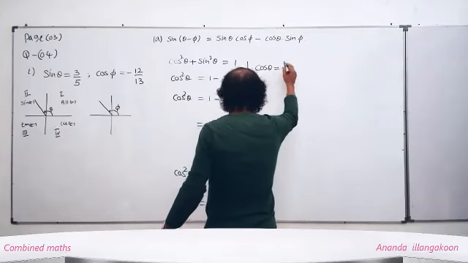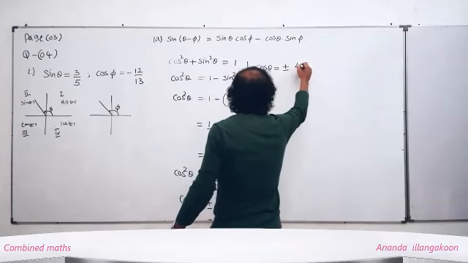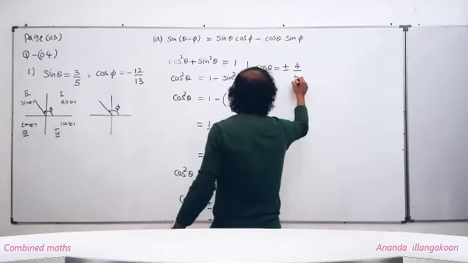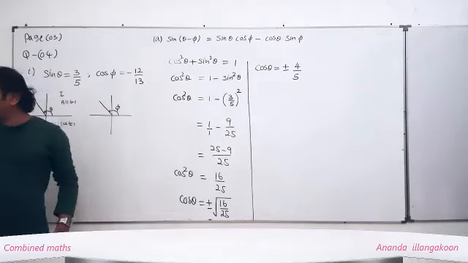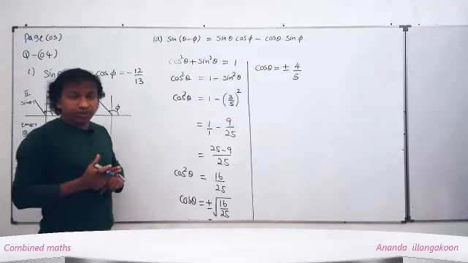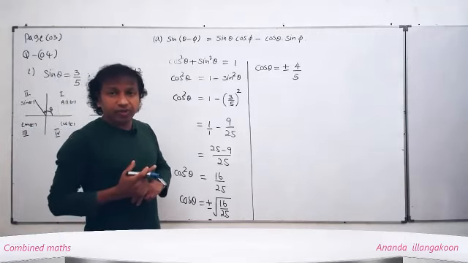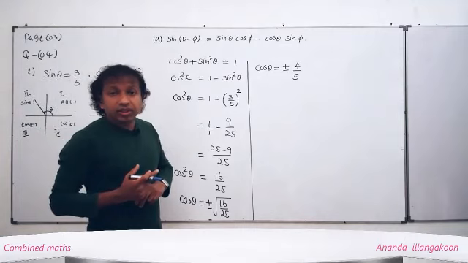Cos theta is plus or minus the root of 16 over the root of 25, which is 4 over 5. People, there are 2 answers for cos theta: one is plus 4 by 5, the other one is minus 4 by 5. What sign do we have to select for our cos theta?